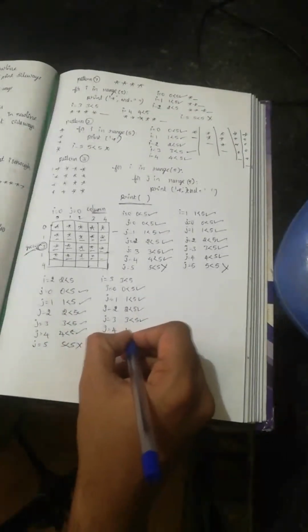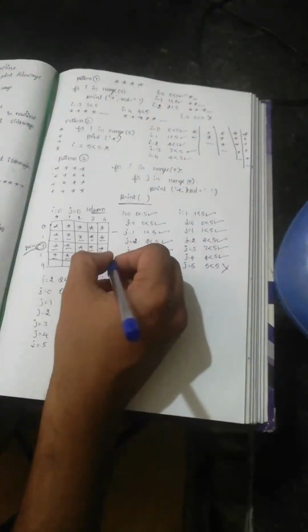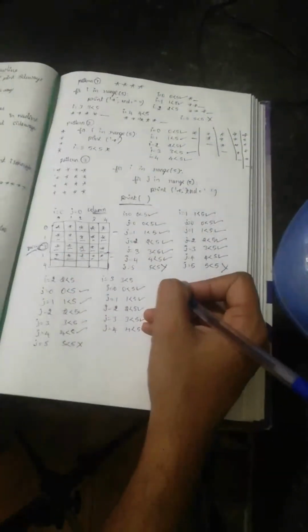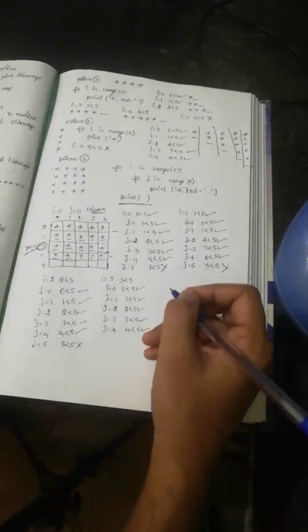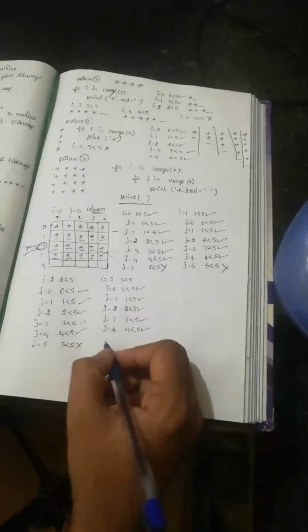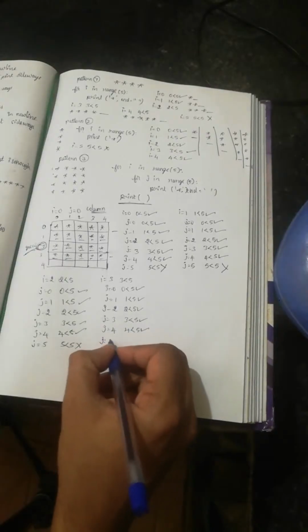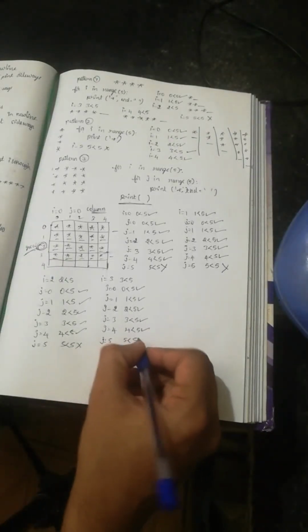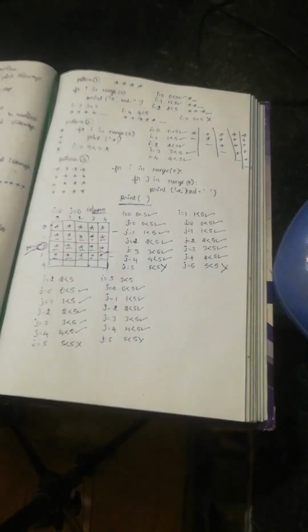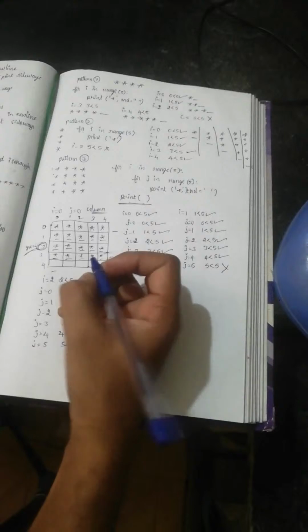J equal to 4, 4 less than 5, condition true, move the cursor. And next what is going to happen is we are going to bring j equal to 5, the condition becomes false here, so we cannot do anything. Next step, we are going to bring the print statement to the new line.